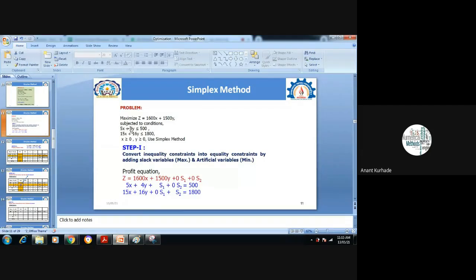You can write maximize z is equal to 1600x plus 1500y plus 0 s1 plus 0 s2, subject to the conditions. First, 5x plus 4y plus s1 plus 0 s2 is equal to 500. Second, 15x plus 16y plus 0 s1 plus s2 is equal to 1800. You can get 2 marks.